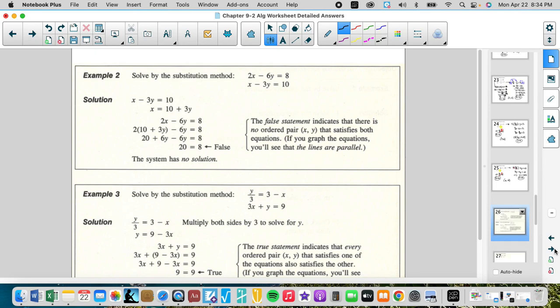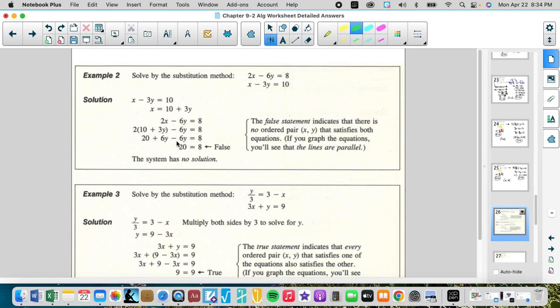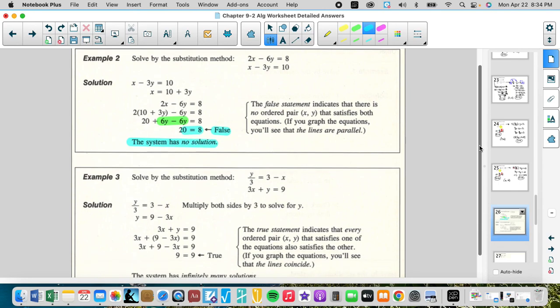All right, this is what we've been waiting for. So when we isolate and plug it back in, notice what happens to the variables here. These variables are going to cancel, and then you're left with a statement that is false. If it's false, then it's no solution.